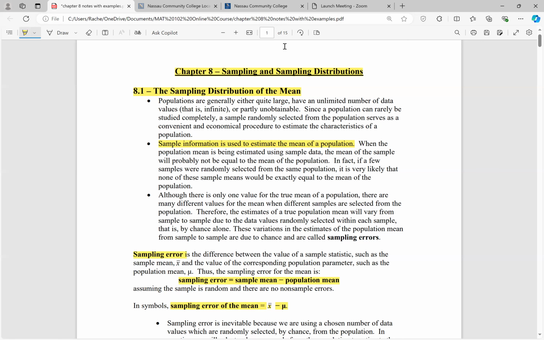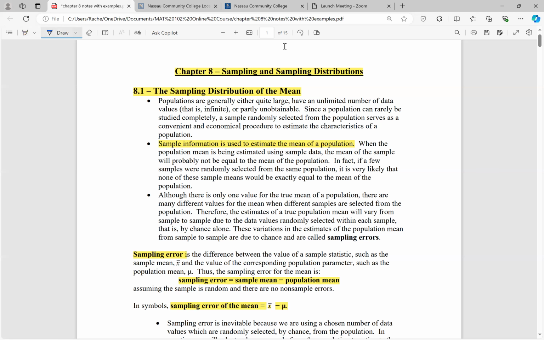And this is very realistic, that most of the time we're going to be using sample information to estimate characteristics about the population, such as X bar, right? So we could use X bar as an estimate of mu, but most likely they're not going to be the same and there's going to be some sort of sampling error.